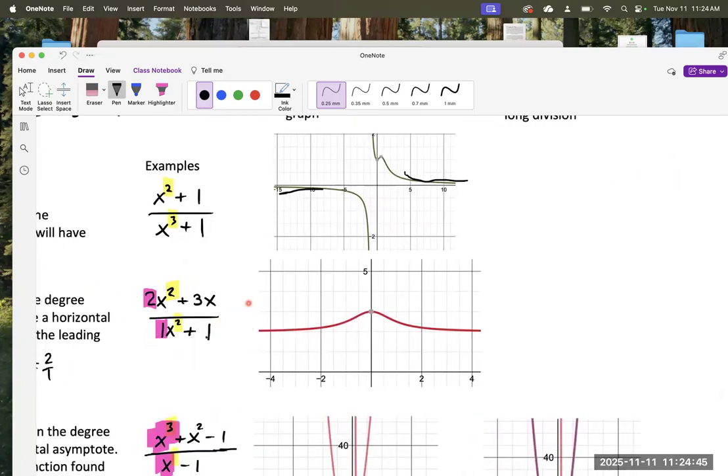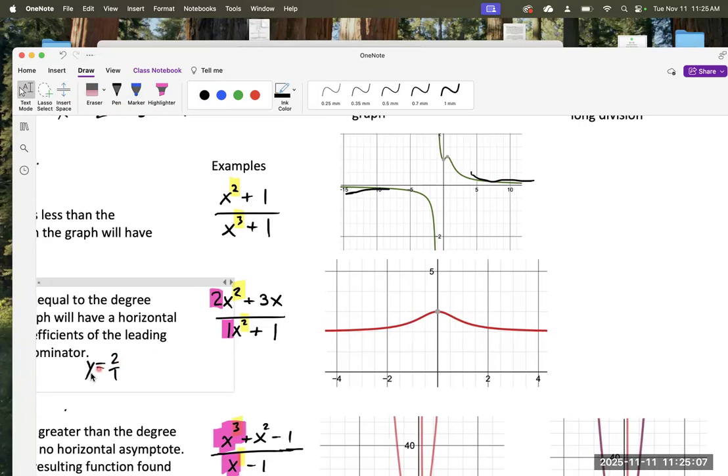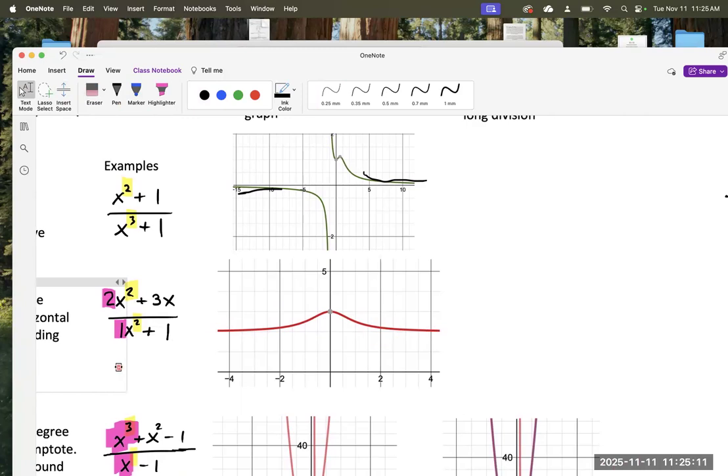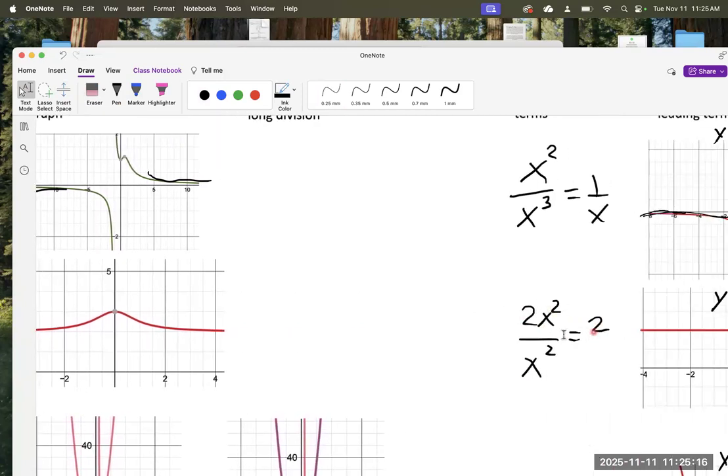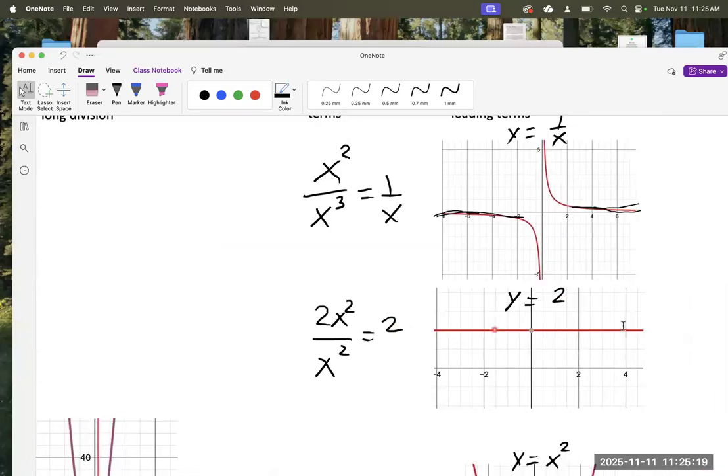I graphed the second case here, and the actual graph looks like this. You can see that at the tails here, it's heading toward this 2 on both sides, just like we thought it would, because we said the horizontal asymptote would be 2/1 or just 2. If I just took the ratio of the leading terms, that would be 2, and it would give me a straight line of 2.